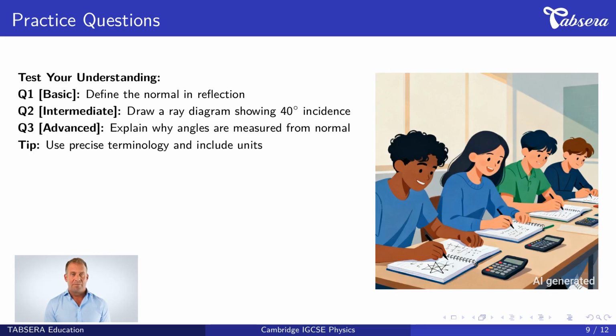Question 3 is advanced level. The question is, explain why angles are measured from the normal rather than from the surface. This tests your analytical understanding of the reasoning behind our conventions. For all questions, remember to use precise scientific terminology and include units where appropriate. Write your answers now before looking at the solutions.